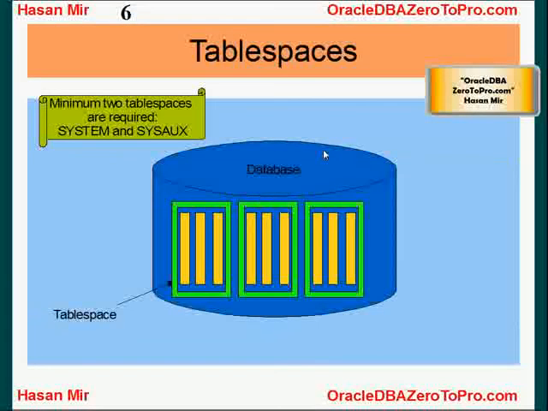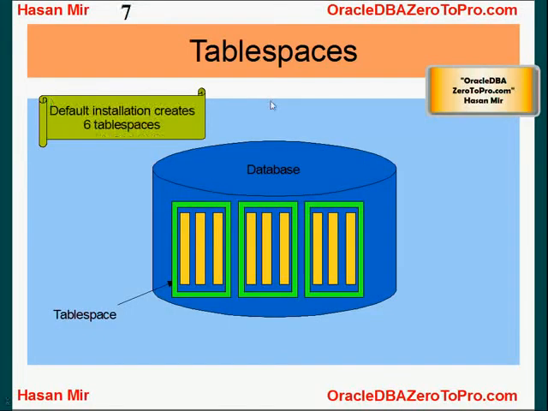When you install Oracle, this is true for 10G and onwards, a minimum of 2 tablespaces are required: the system and sysaux tablespaces. However, when you do a default installation and ask the installer to create a default database for you, it creates 6 tablespaces.